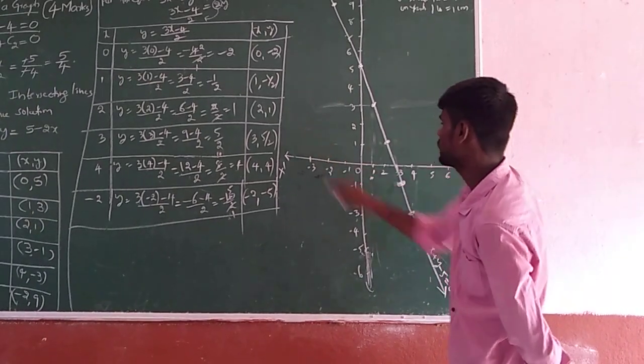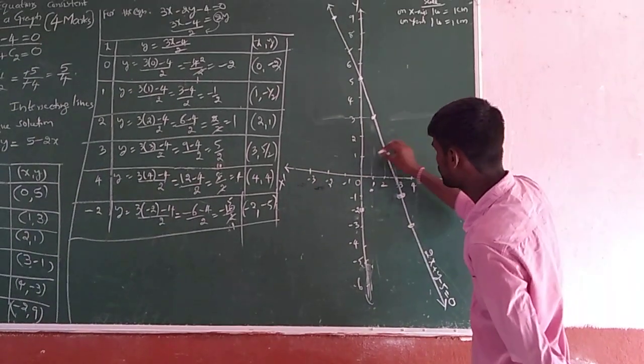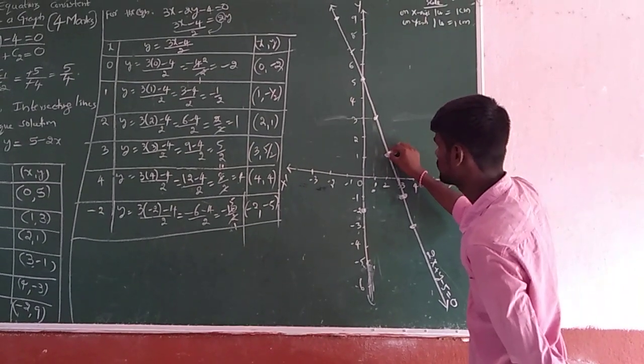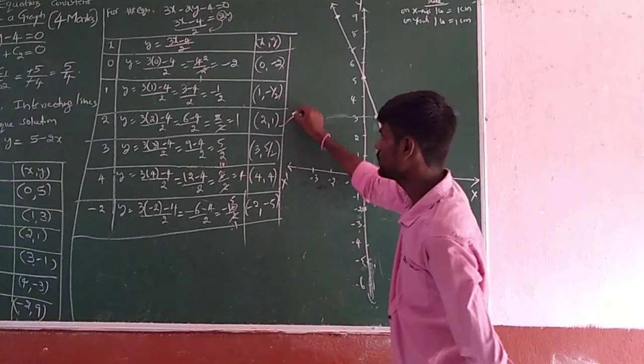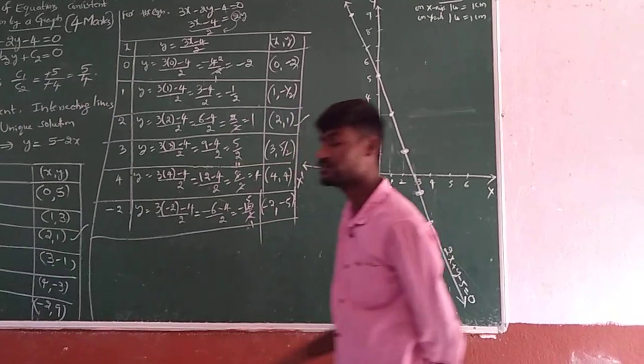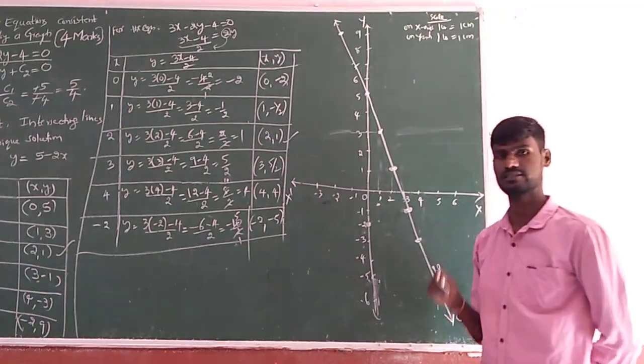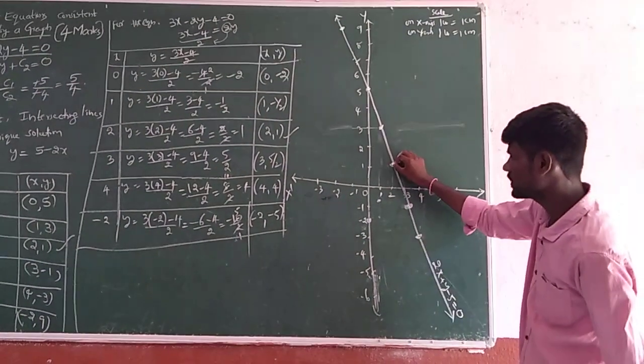Next one is 2, 1. 2, 1 is the same point. If you observe 2, 1 in the second table and in the first, it is common, and here you need to realize that is the solution. Otherwise, join them and we will get it.